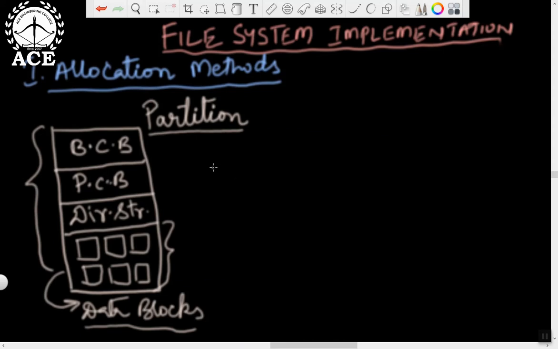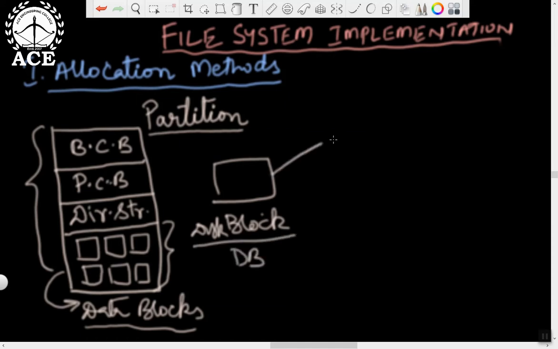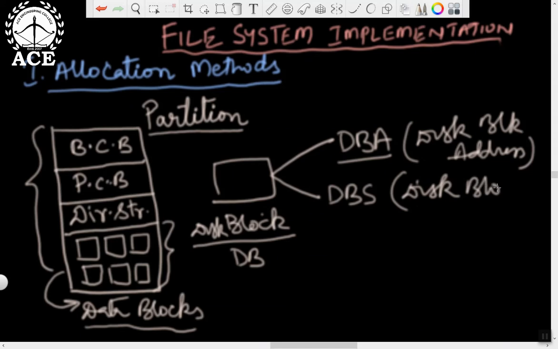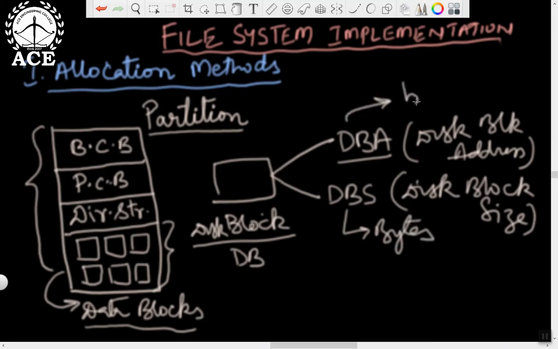Before I start the allocation methods, let me tell you that every block, suppose this is a disk block, I write in short DB. Every disk block has two important parameters. One is called the disk block address, DBA, which is generally given in bits. And the other is called the disk block size. Generally, disk block size is measured in bytes and disk block address is given in bits.